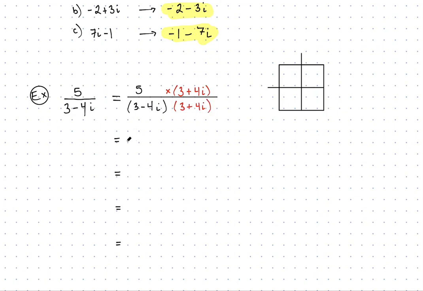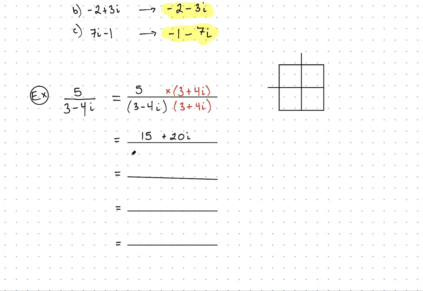And now we can get started simplifying. So let's put down our fraction bars here just to give myself a head start. All right. So let's do the numerator first. 5 times 3, I'm going to distribute this through, becomes 15. And 5 times 4i becomes plus 20i. That's going to be our numerator.